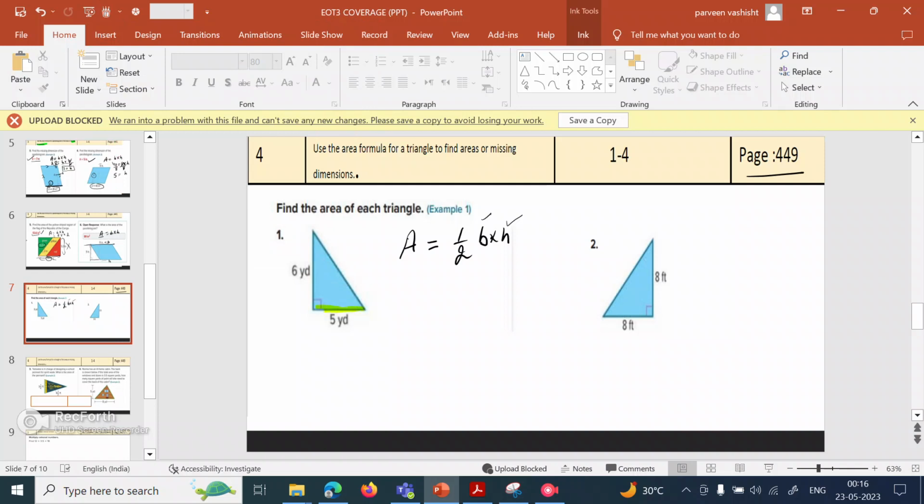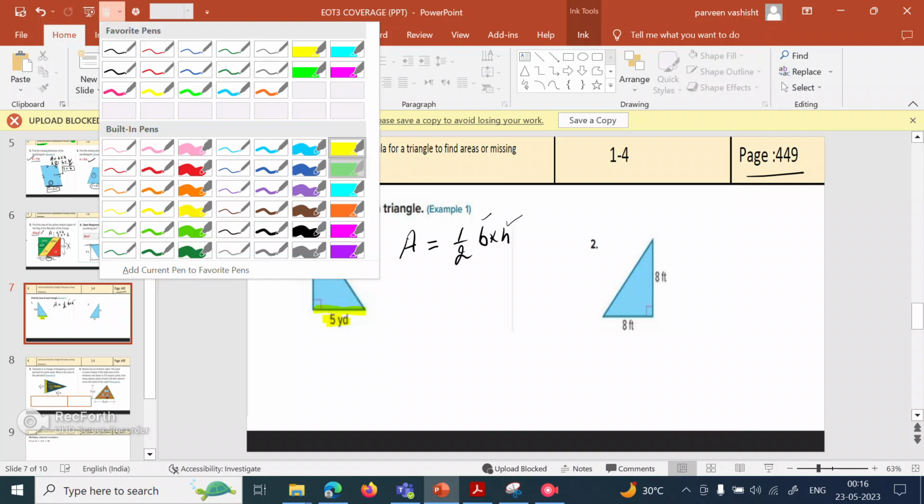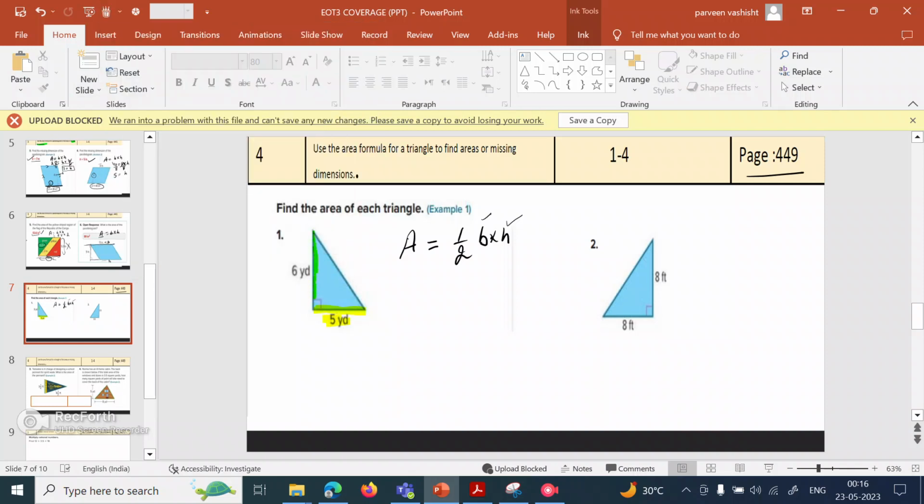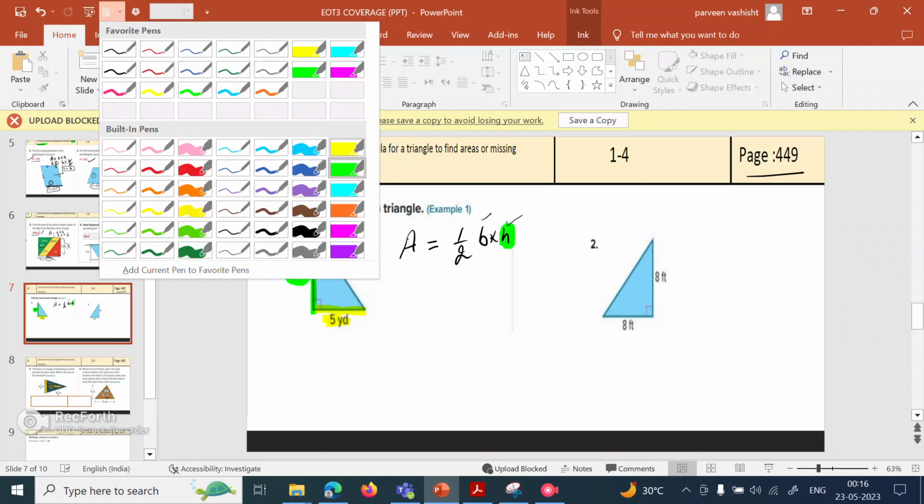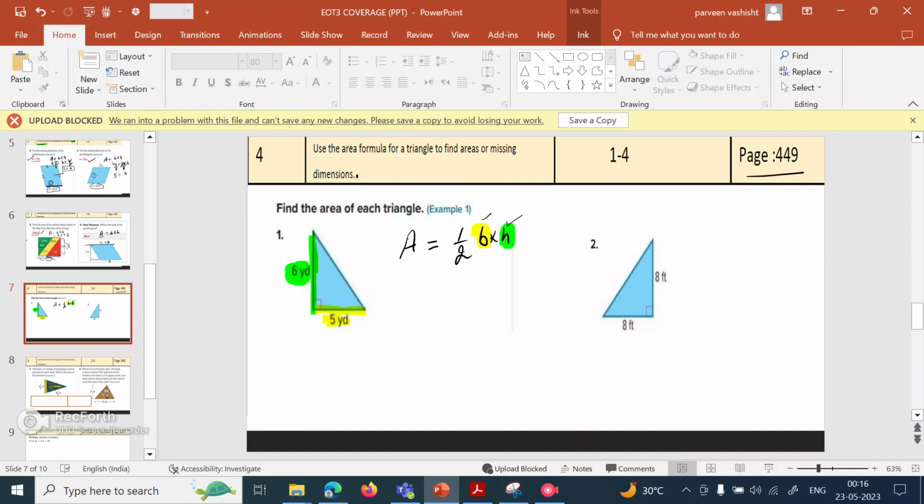So I will see where I am making the 90-degree angle. This side will become my base, and where there is a 90-degree angle, it means this is a straight line at 90 degrees, so it will become my height. Height is with green color and base is with the yellow color. So it is half multiplied by 5 multiplied by 6. So 5 multiplied by 6 is 30, divided by 2.